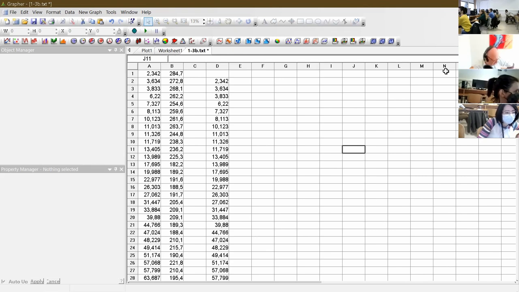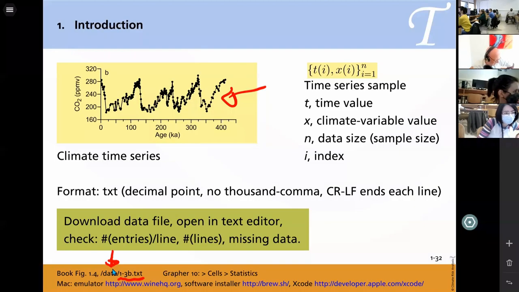Mm-hmm. Well, then let me go back. If you are using the demo version for Grapher 10, then it would go via Cells and then Statistics. This would bring you to a similar type of data input and analysis.